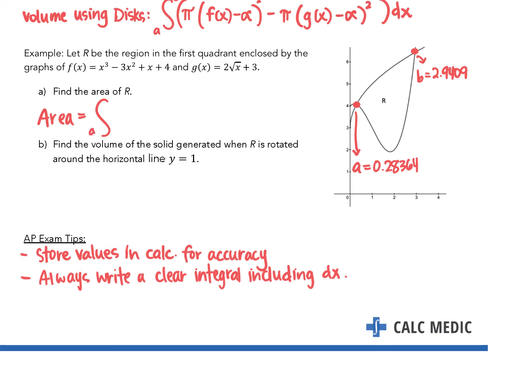So we're going to go from a to b. You just have to write a to b. Assuming you've written the a and the b values somewhere else, then in your integral you can use the letters a and b. So we're going to subtract, and we have the square root, which is the upper function. Square root of x plus 3, and then we're going to subtract the lower function, x cubed plus 3x squared minus x minus 4.